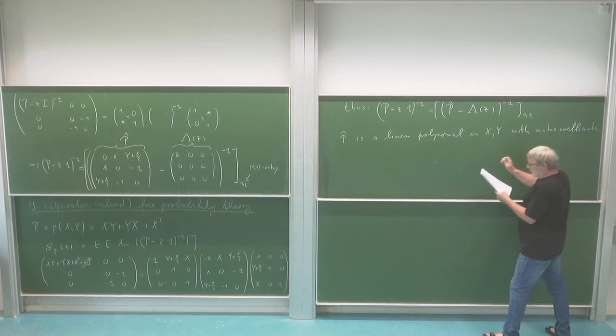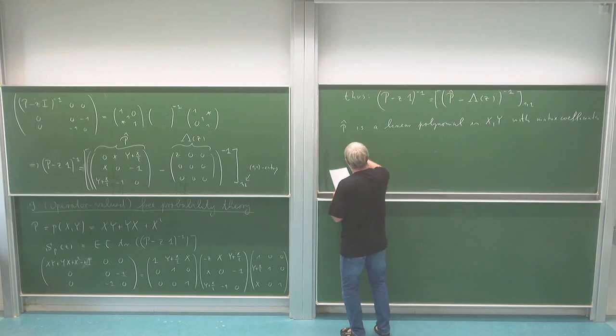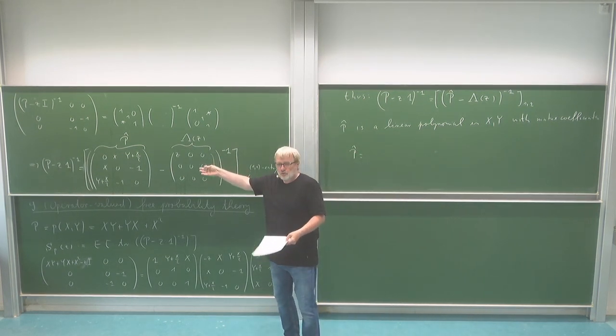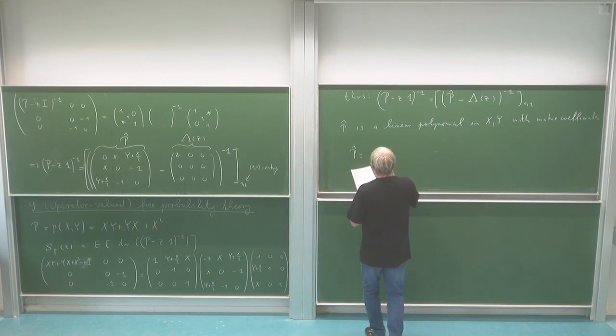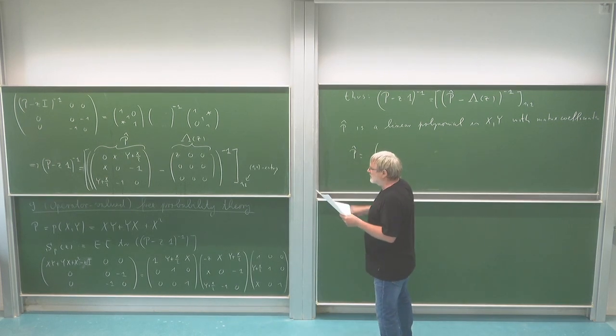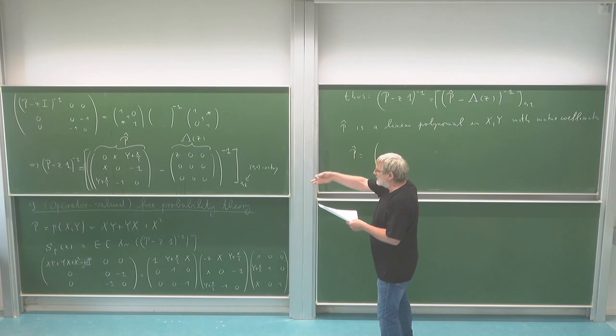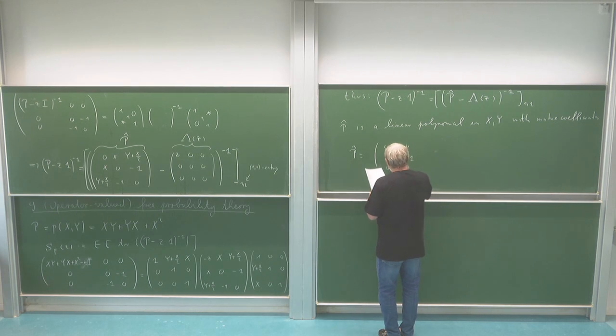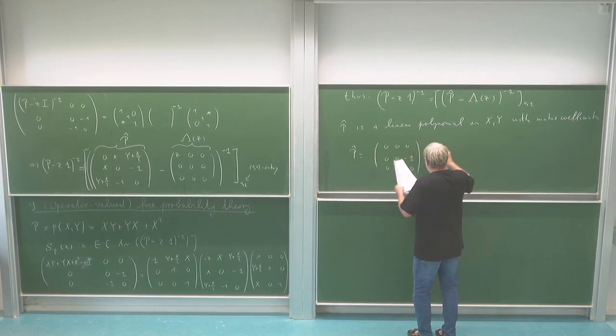Yeah, and maybe let me write this explicitly. So the p hat, I'm just separating the x's and the y's and the constant terms. So I have a constant term, which is just a constant 3 by 3 matrix. So that's just the minus 1s there. So this is 0, 0, 0, 0, 0, minus 1, 0, minus 1, 0. Okay, so let's say times the identity.